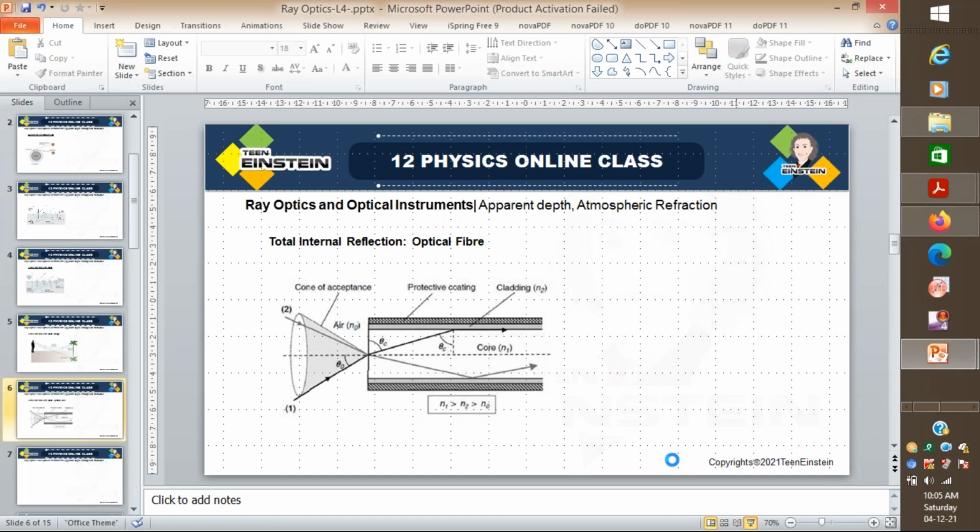Okay, good morning. So we had started with ray optics. As you know, ray optics means geometrical optics. So we use a lot of knowledge of geometry to analyze various phenomena which will be discussed here.